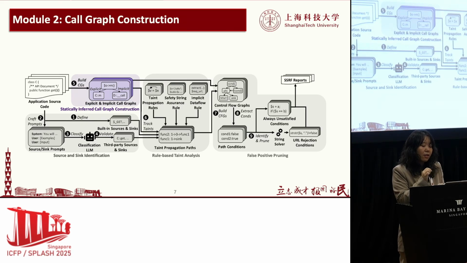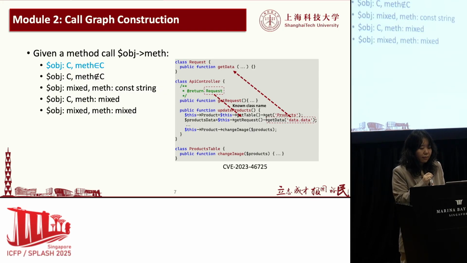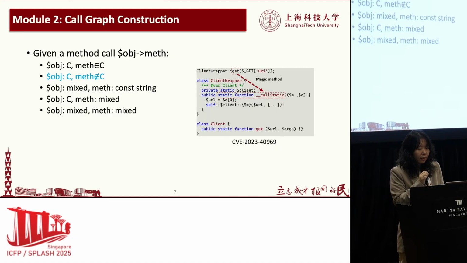To statically construct a call graph, Artemis identifies both explicit and implicit call targets. For explicit call targets, Artemis matches method call signatures. Specifically, we look at the class name, the method name, and the parameter counts and types. The last 4 call types correspond to implicit call targets.